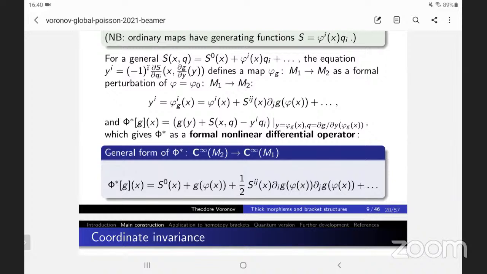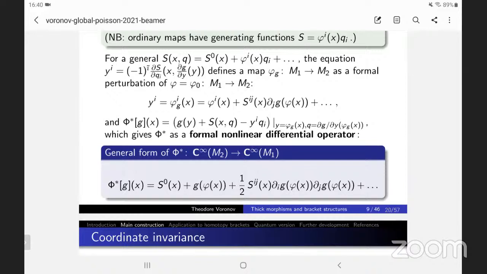And if you look closer at all the terms that appear in such an expansion, you will see that in the term of degree, say, k in g, you will have derivatives of up to order k minus one in g. So you have a kind of formal nonlinear differential operator over the map phi.